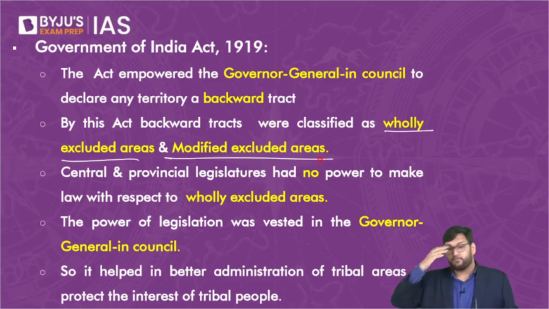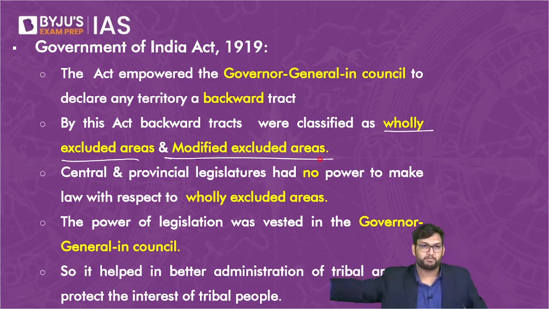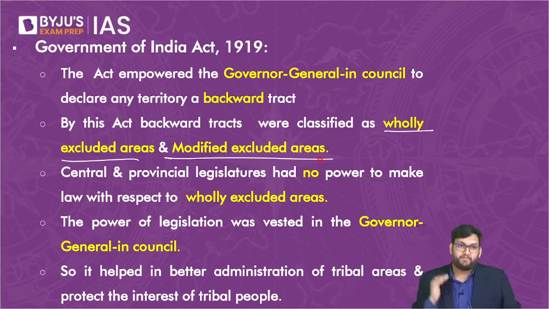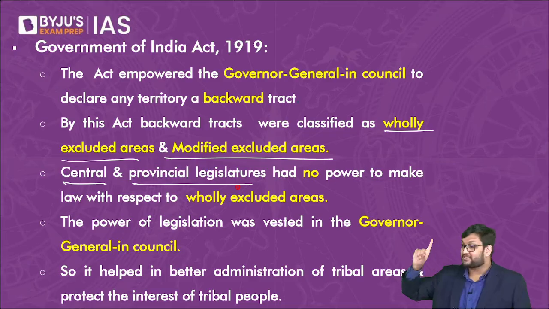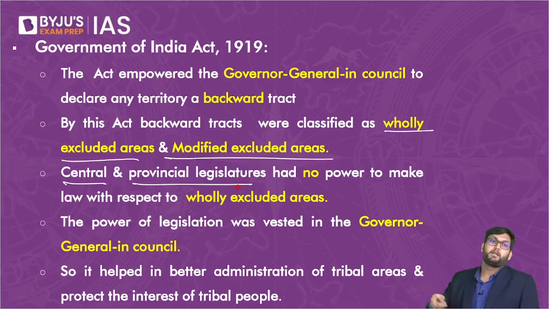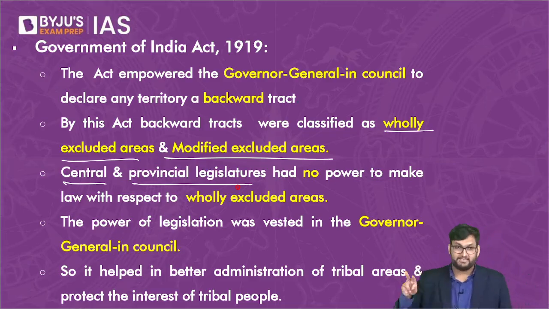So the concept of wholly excluded area, which nobody can enter, and modified excluded area, where some people can enter. Central and provincial governments had no power to make laws with respect to wholly excluded areas. The autonomous district council concept comes out of here. The power was vested in the Governor General in Council, so the President, for the better administration of tribal areas and tribal people.